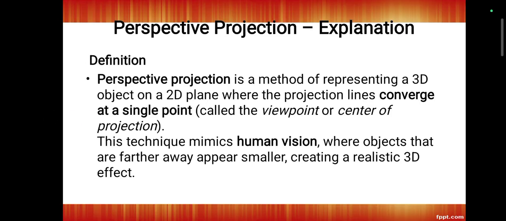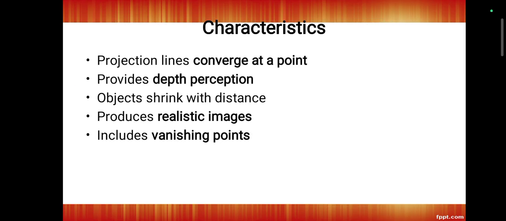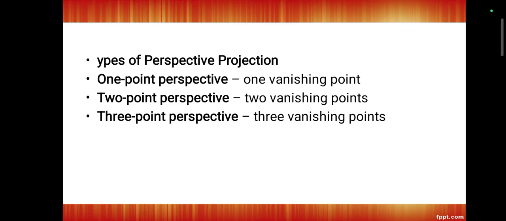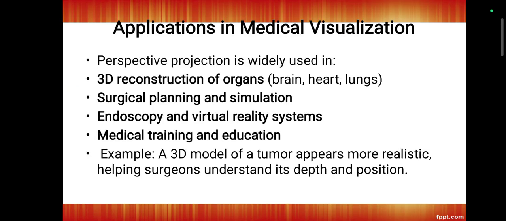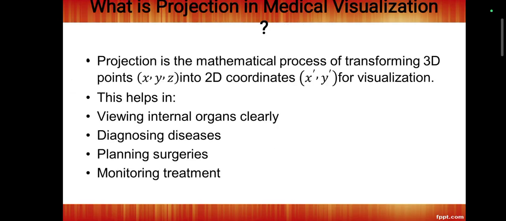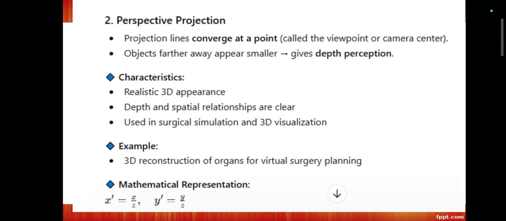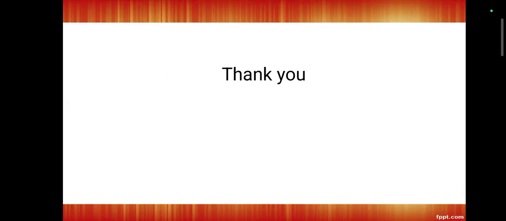Perspective projection is a method to convert a 3D object onto a 2D plane. The key concept is that objects appear larger or smaller, and the projection lines converge at a point, giving depth perception and realistic images. These types are mainly used in surgical planning and simulation, endoscopy, and virtual reality systems. In medical visualization, the projection means the same thing we said earlier. Perspective projections: characteristics, examples, and thank you.